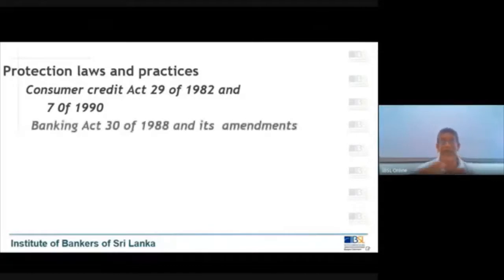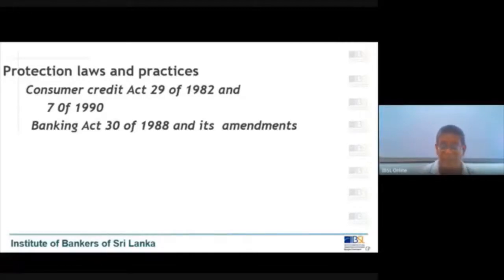Okay, then you may have the Banking Act, Banking Act number 30 of 1988. You need to know all this. What is the famous section we need to know under the Banking Act, as far as bank employees are concerned, which we discussed today as well as last year? Section 77, that is secrecy or confidentiality, right? Every bank employee has signed it.